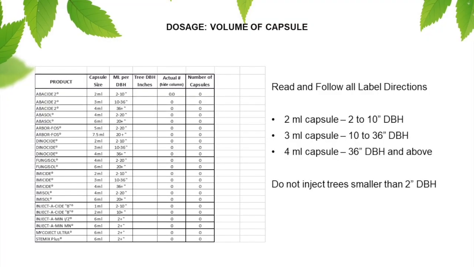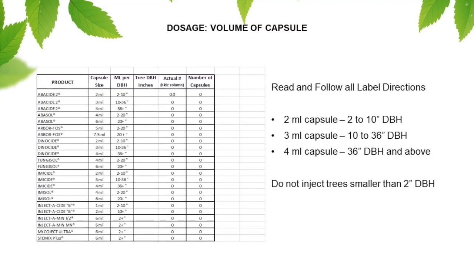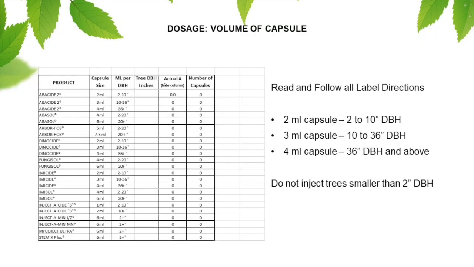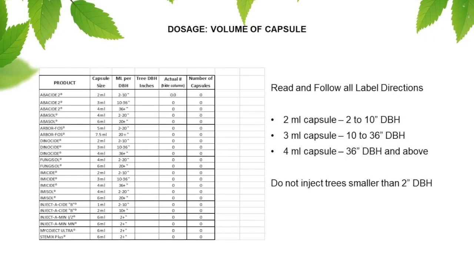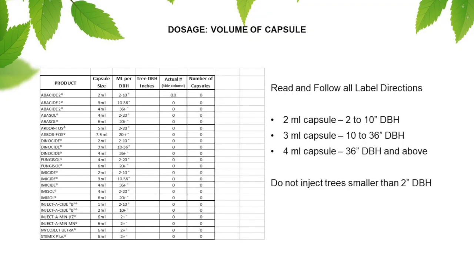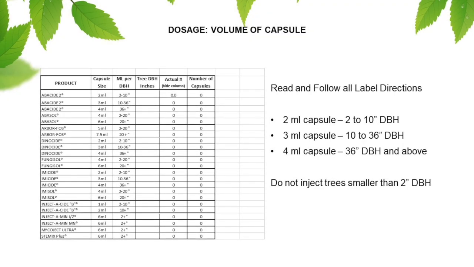Mauget capsules for insecticides and fungicides are packed in several different volume capsules. The lower volume capsules are used on smaller trees, and the larger volume capsules are used on larger trees.